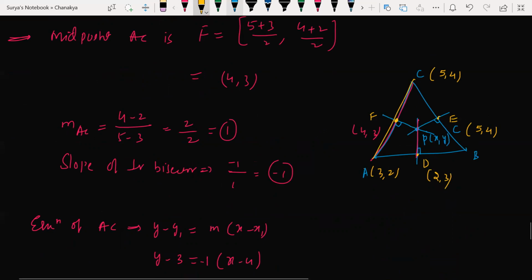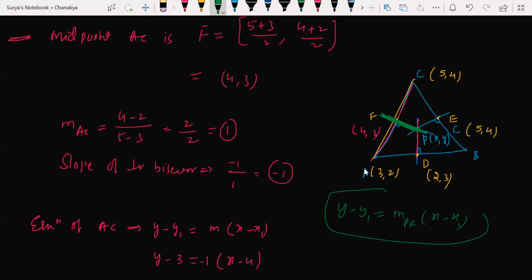Then the slope of this line PF is going to be minus 1 by the slope of AB, because it is perpendicular. So now you will be finding the equation of this green color line: y minus y1 is equal to the slope of PF into x minus x1. We should use that formula. You will get one equation from this.